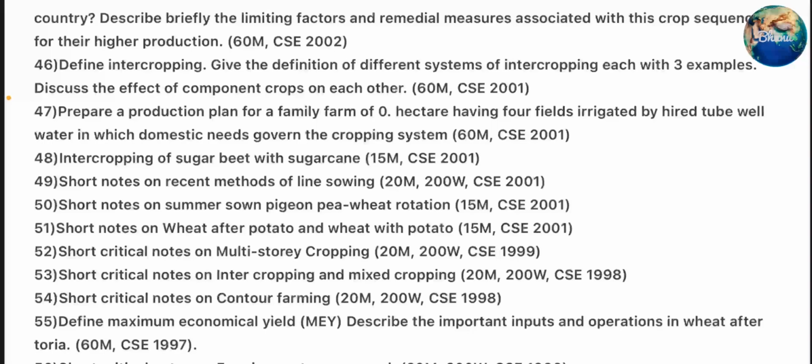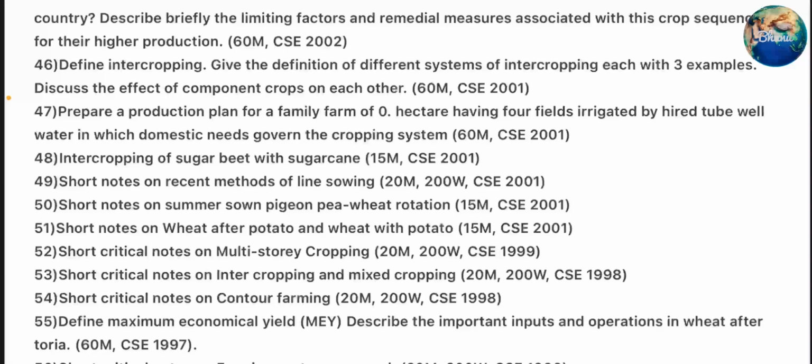Question 50. Short notes on summer sown PGNP wheat rotation. Question 51. Short notes on wheat after potato and wheat with potato. Question 52. Short critical notes on multi-story cropping. Question 53. Short critical notes on intercropping and mixed cropping.